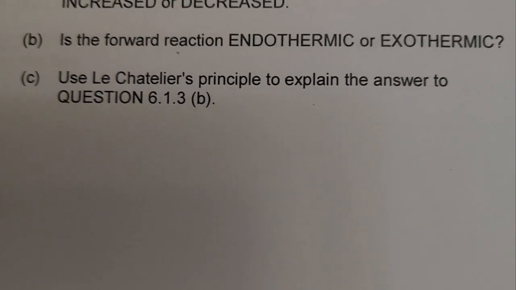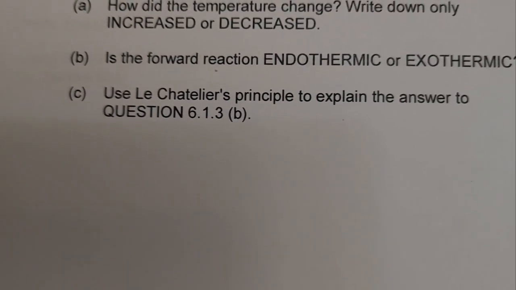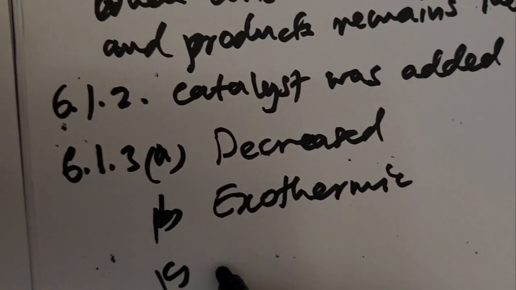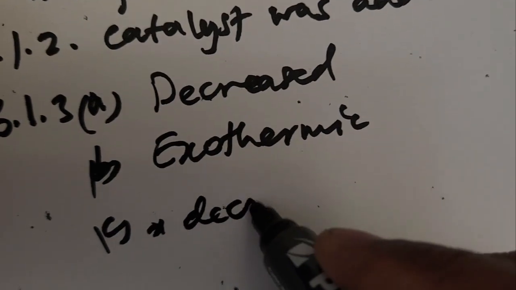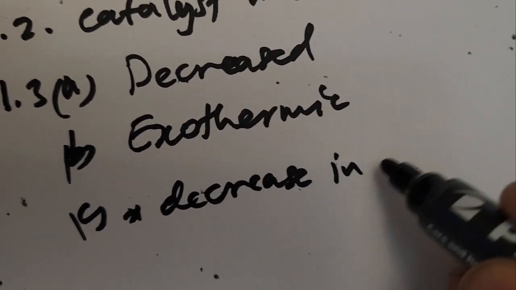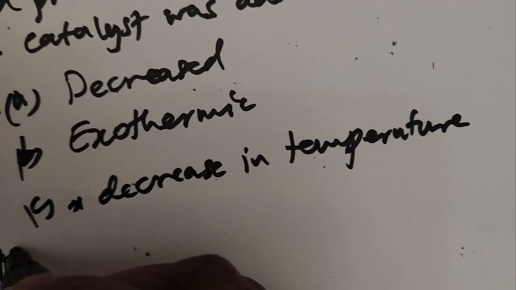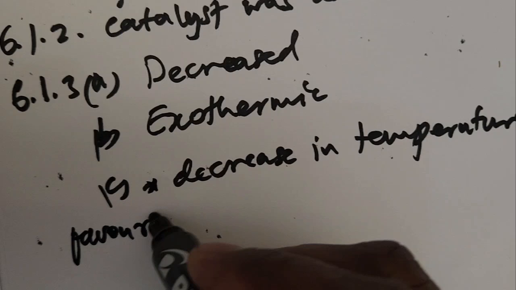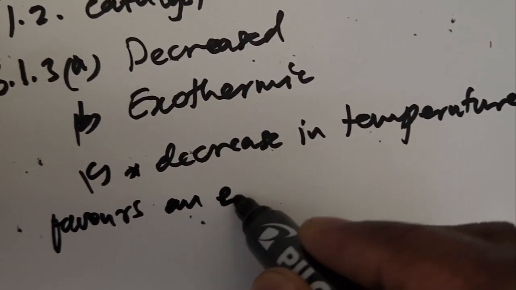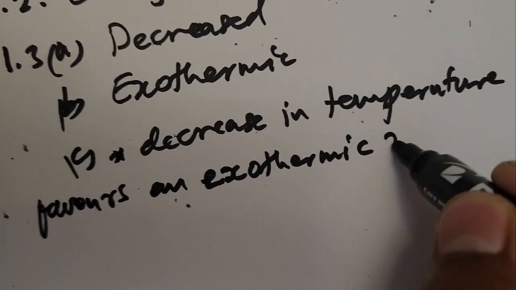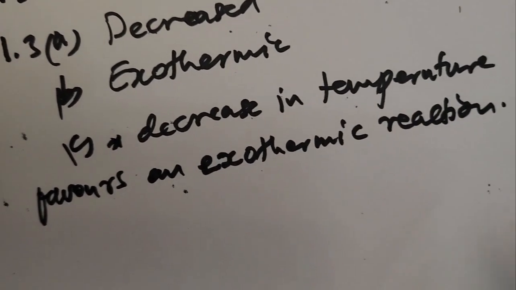And then number C, they say use Le Chatelier's principle now to explain the answer that you provided above. Therefore, we just say, okay, fine. Two principles there. Decrease in temperature, first bullet. Decrease in temperature, in terms of the principle, favors an exothermic reaction. You get 1 mark for stating that principle, very important.